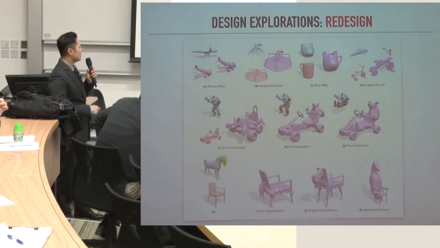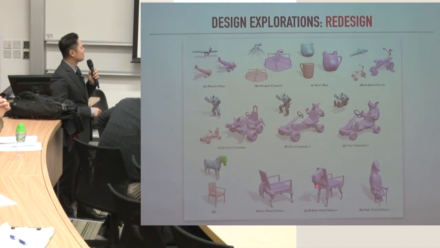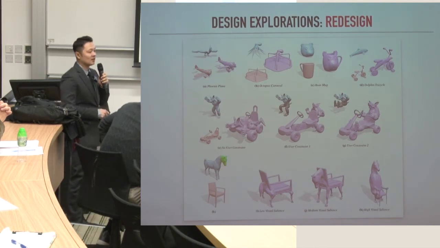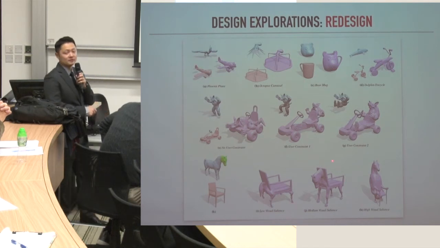User can also control the importance of the energy function. For example, the visualization consideration of this horse head. If I set it high, then in the final design you see this horse head in some obvious place. Or if you set it low, it may be completely omitted.